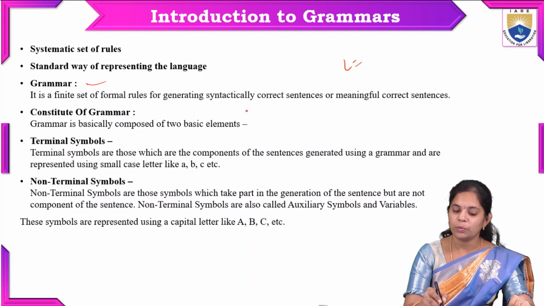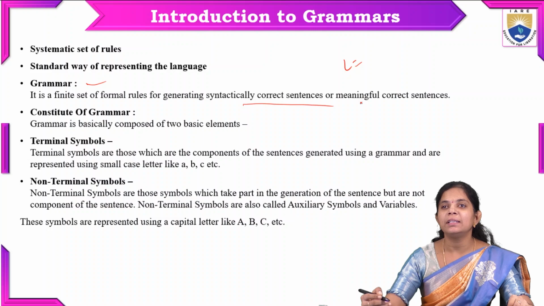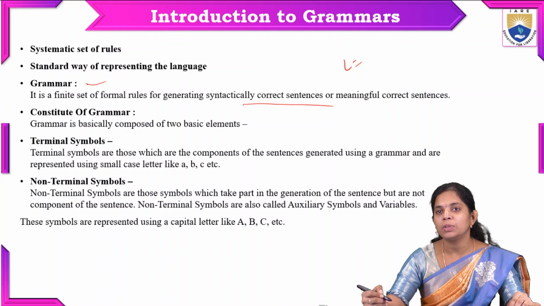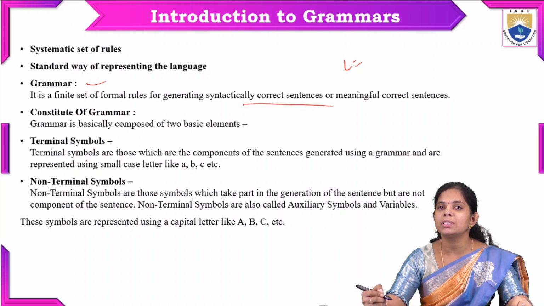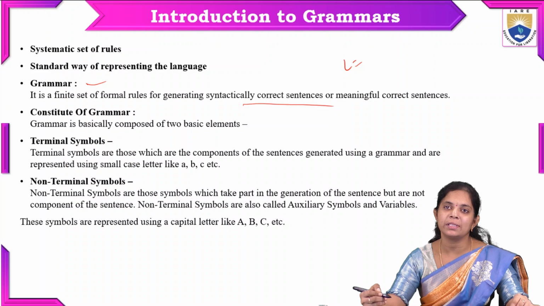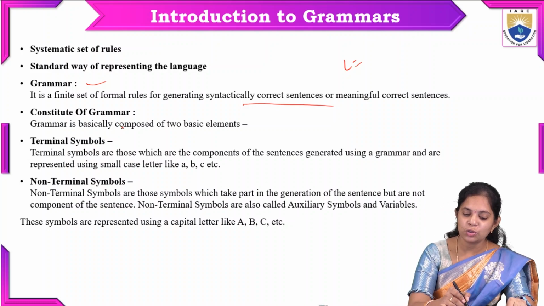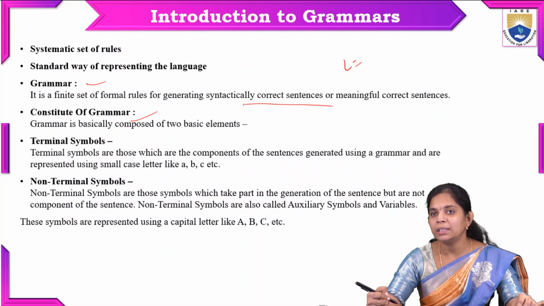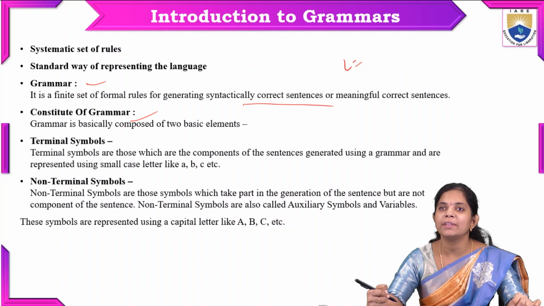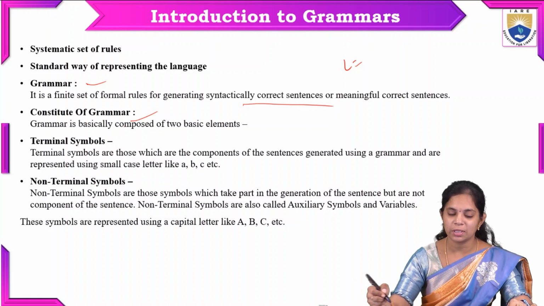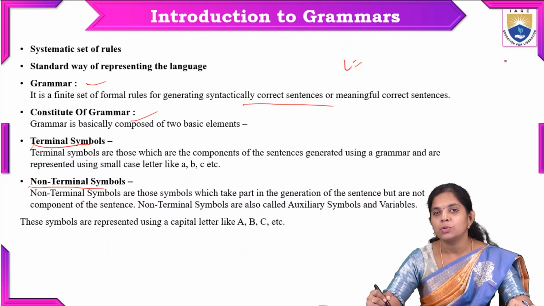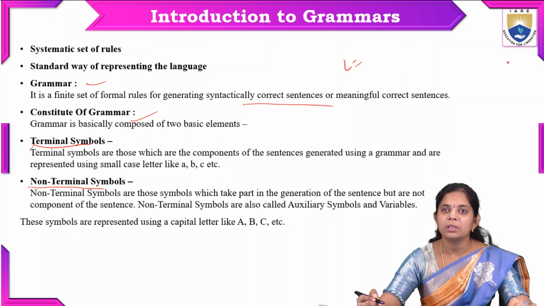So what is meant by grammar? Syntactically correct sentences. The language which we represent in a systematic way is named a grammar. Now, what is meant by the constituents of grammar? In the theory of computation, grammar has two basic elements: one is the terminal and the second one is the non-terminal. Terminals and non-terminals are both important elements of the grammar.